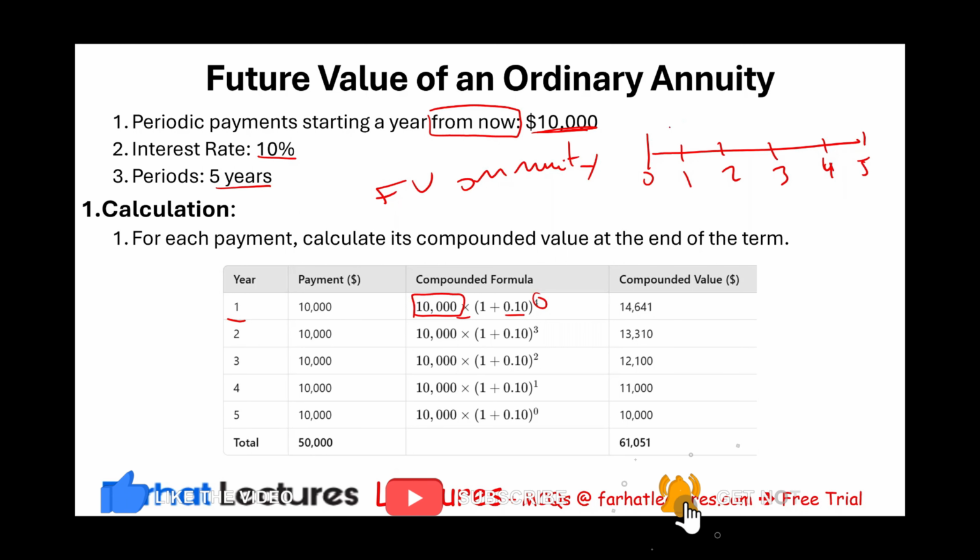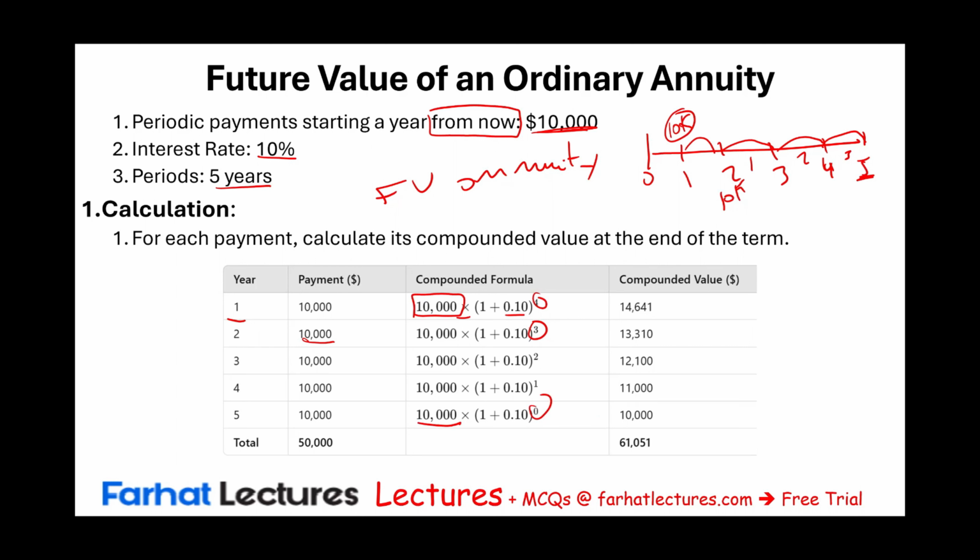So you made the first payment, $10,000. It's going to earn 1, 2, 3, 4. Then you made another payment right here, 10K, at the end of period 2, and this is going to earn for 3 periods, 1 plus 10% raised to the 3rd power. And you get the point. Now the last payment here doesn't earn anything because that's the last payment and you're going to get your money back.